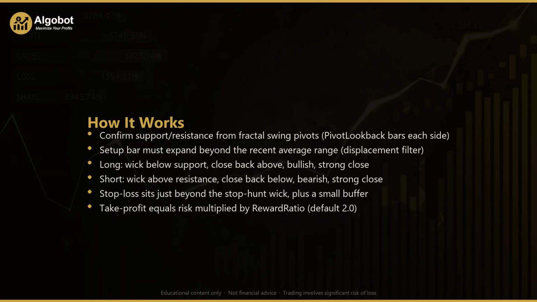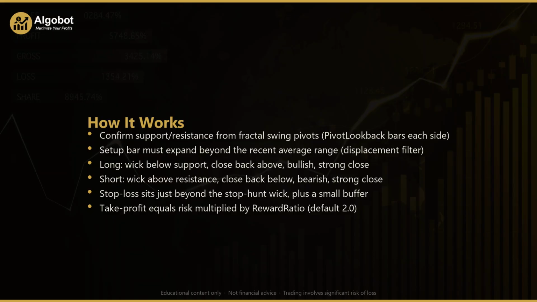Now the signal logic. For a long, the EA detects 3 things on that closed candle. First, the low must pierce below support. That's the stop hunt. Second, the close must finish back above support. That's the reclaim. Third, the candle must be bullish, and its close must sit in the upper part of its range, governed by the CloseLocation input, which defaults to 60%. When all of those align, the strategy signals a buy at the ask.